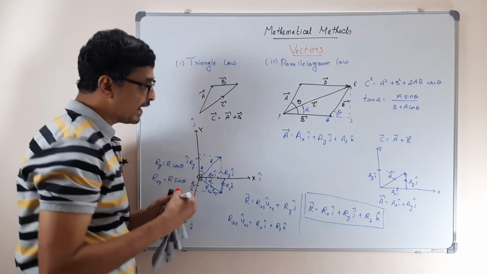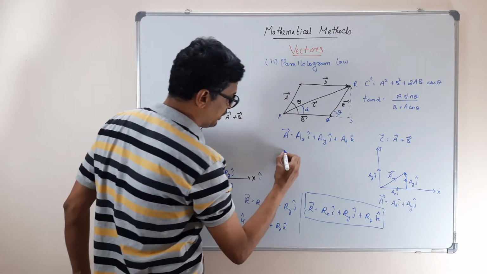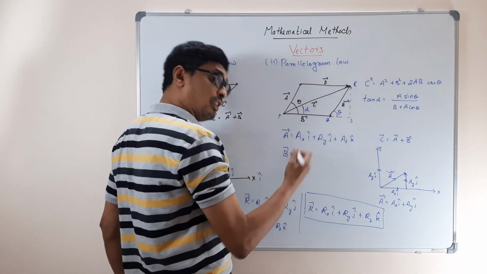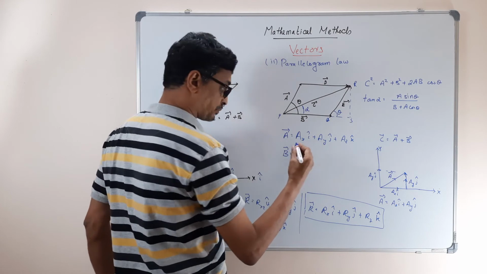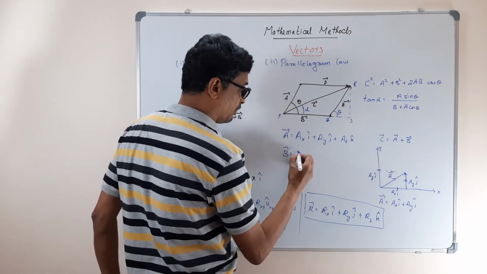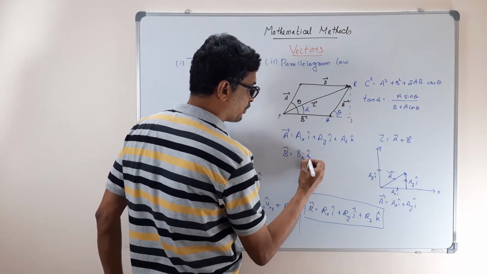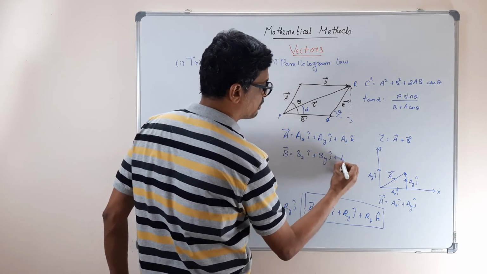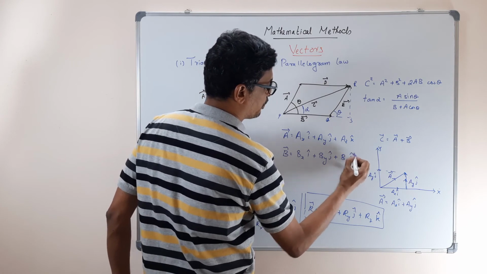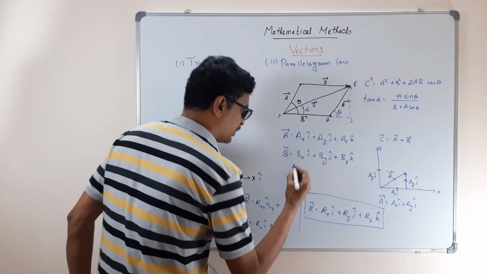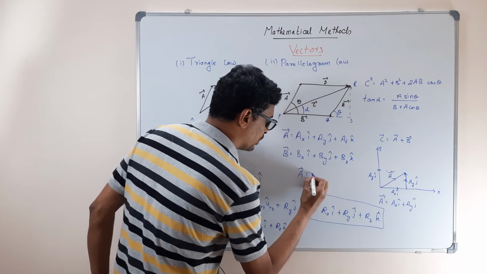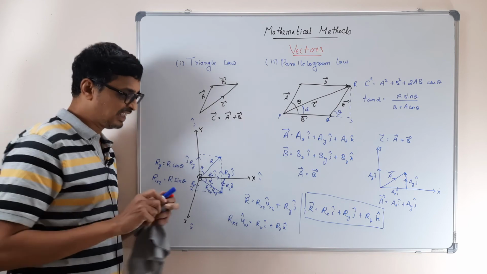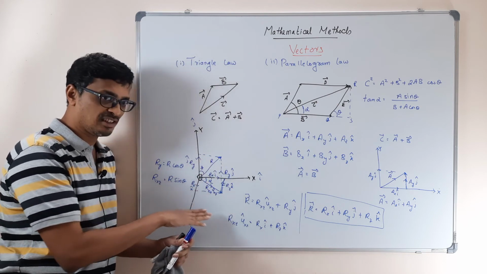Now if I have another vector, B vector, and I resolve this B vector also into i, j, k, x, y, z components, what will it be? Bx i cap plus By j cap plus Bz k cap. Now I am telling you A vector equals B vector. They both are equal.